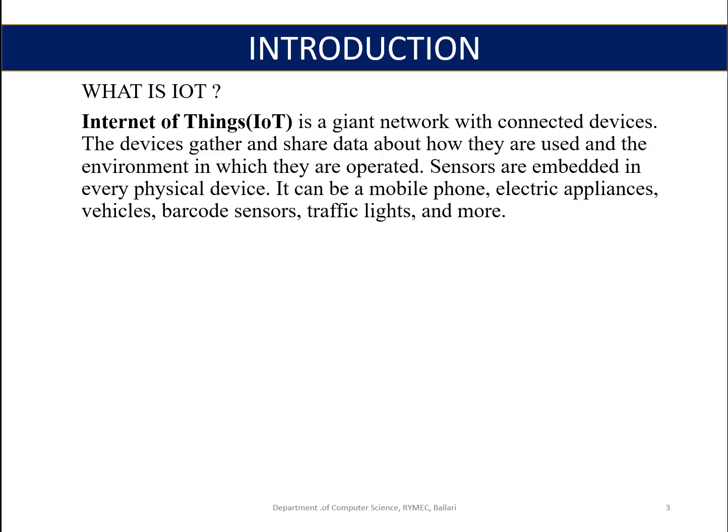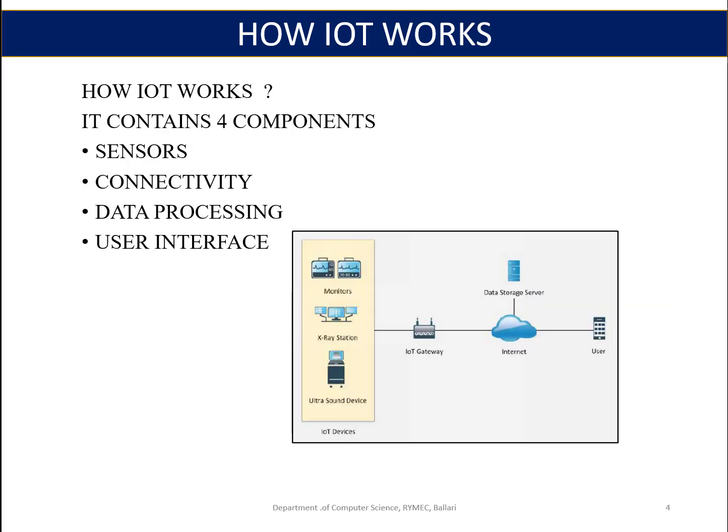So let's discuss how IoT works. Basically, it consists of four components: sensors, connectivity, data processing, and user interface. Sensors are used for monitoring the temperature of IoT devices. Connectivity is used for connecting the IoT devices to the internet through an IoT gateway. Data processing is used for storing the data sent by the sensors. The user interface lets the user receive alarms and check whether the IoT devices are working or not.